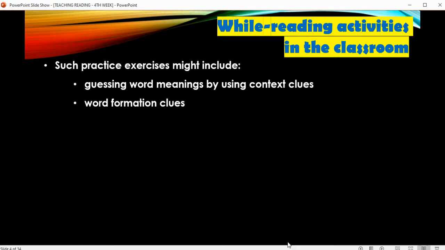Then we have another exercise that could be word formation clues. Here we're going to give some exercises to our students in order to make up words. How do we make up words? How do we form words? Here, and this is related to the morphology aspect of the language.